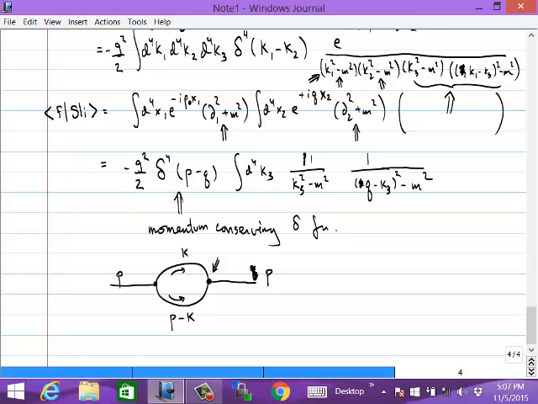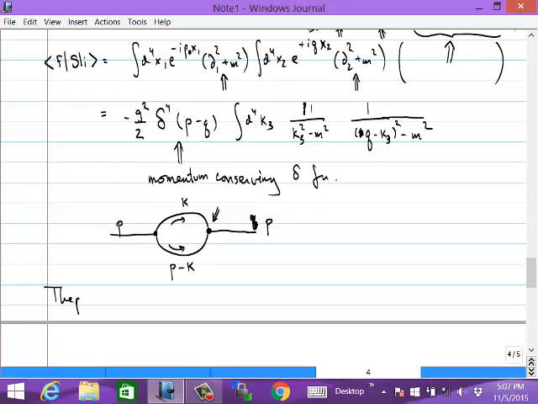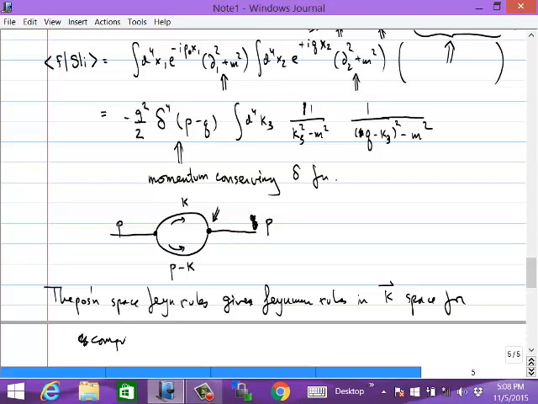So hopefully what you can see here is that our position space Feynman rules for calculating correlation functions now translate into Feynman rules in momentum space for calculating scattering amplitudes. So the position space Feynman rules give rules in momentum space for computing scattering amplitudes.